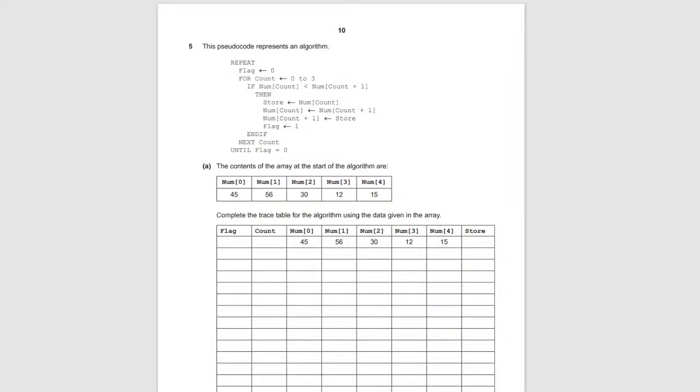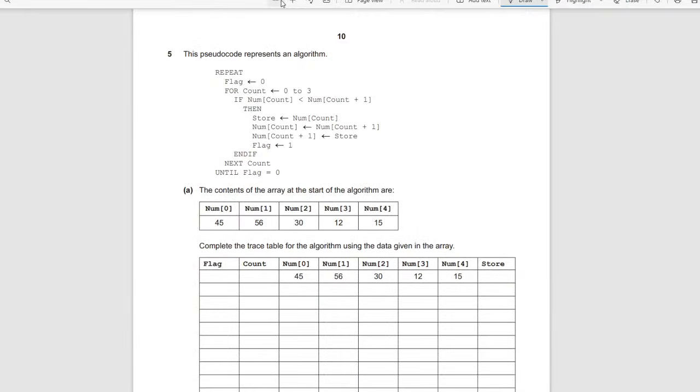Okay, so yeah, that's what we'll do. So let's start off. Here it says the pseudocode represents an algorithm. Let me zoom in a bit. It says this pseudocode basically is: repeat flag until count. Okay, so this is the pseudocode.